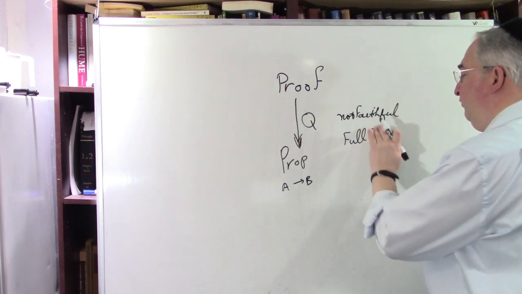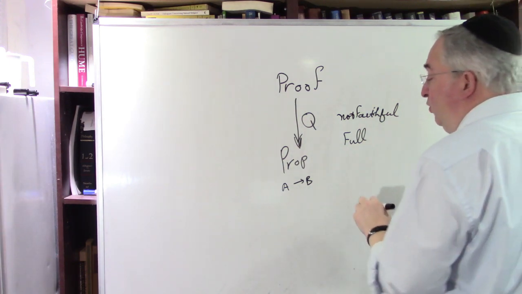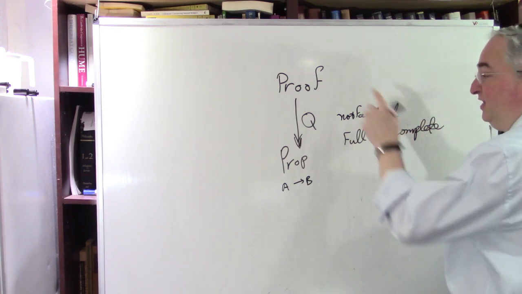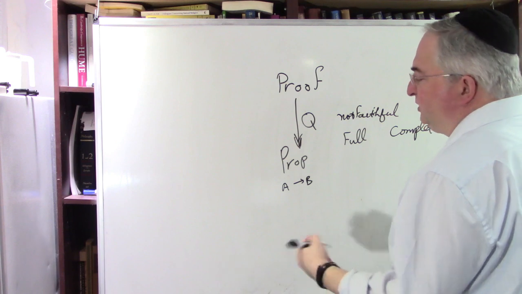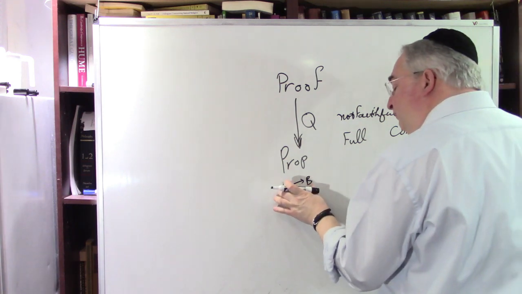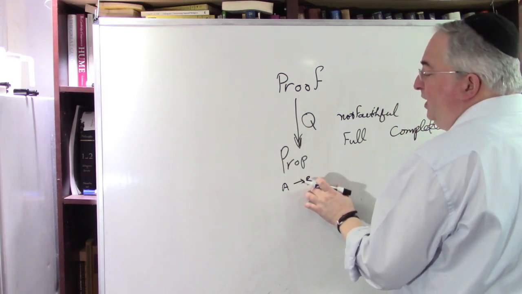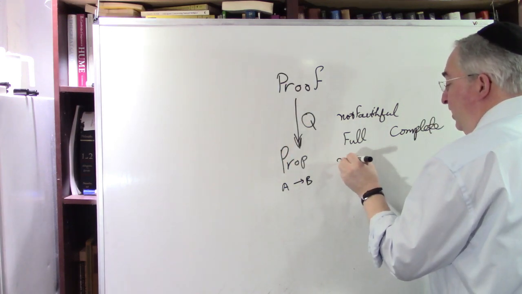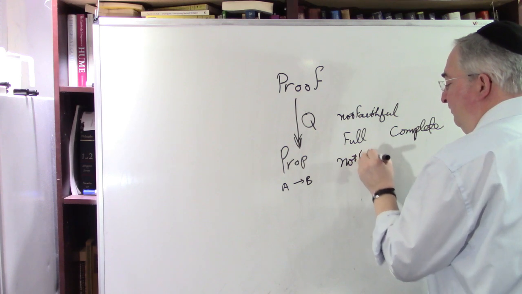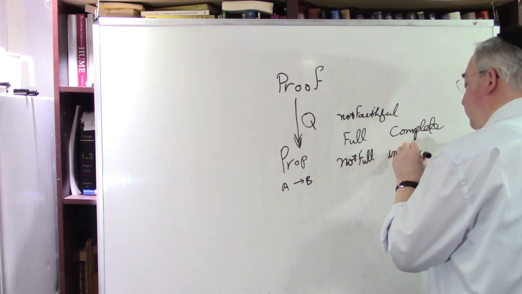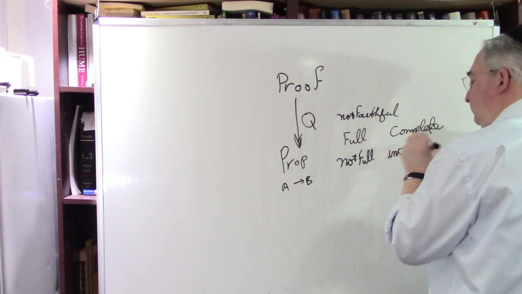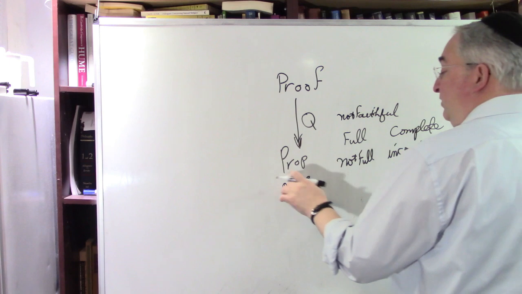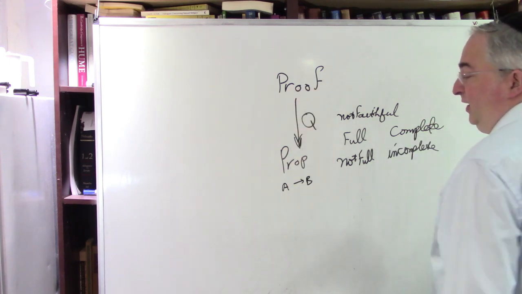Okay? We call full, the logicians call full complete. Okay? This logical system that corresponds to this is going to be complete. Every fact that A implies B, there is a proof for it. Okay? Not full. If it's not full, then we call it incomplete. Incomplete is Gödel's incompleteness theorem. Okay? That means there's A implies B, but we don't have a proof of that.